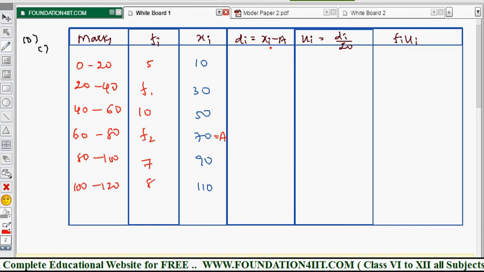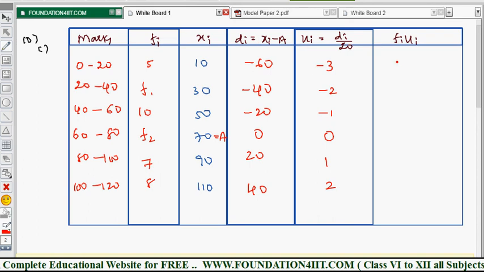Then di is equal to xi minus a. So 10 minus 70, so minus 60, and 30 minus 70, so minus 40, 50 minus 70 is minus 20, 70 minus 70 is 0, and again 90 minus 70 is 20, 110 minus 70 is 40. This is the deviation. Then ui is generally where your 0 will come. Minus 60 by 20, so it's minus 3, minus 2, minus 1, and down 1, 2. You can make it directly also, because the row which is assumed is 0, above it is minus 1, minus 2, minus 3, and down 1, 2, 3, right? You get it.